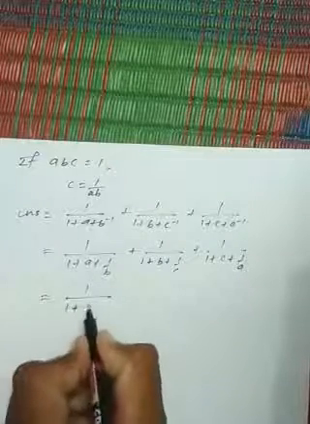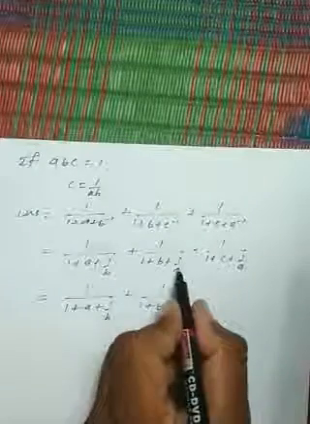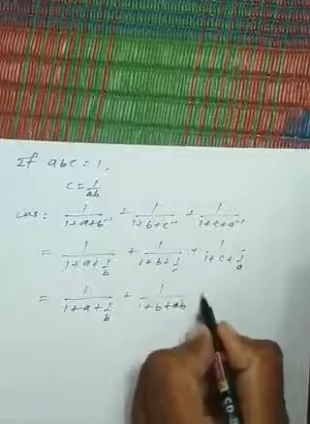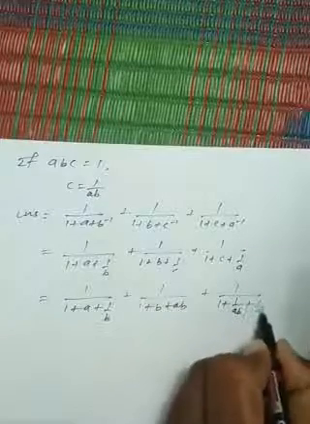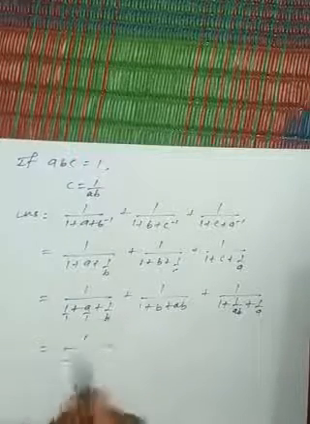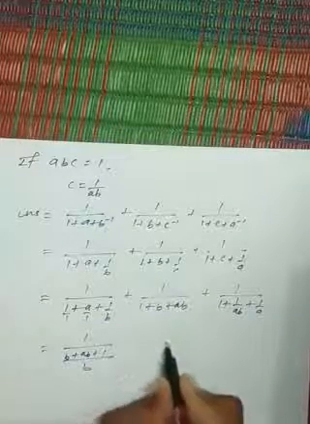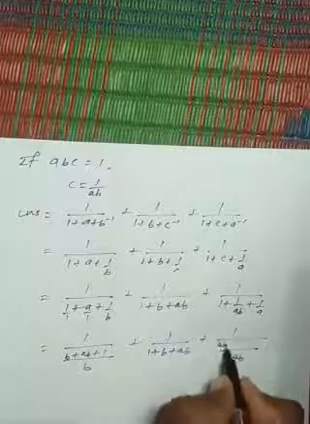So 1 upon 1 plus A plus 1 by B. Here 1 upon 1 plus B. Here 1 by C is put AB. Again in place of C, 1 upon AB plus 1 by A, and again taking the LCM. So here B is LCM. So first B plus AB plus 1. Again 1 upon 1 plus B plus AB. The same thing, here AB is LCM. So first AB plus 1 plus B.